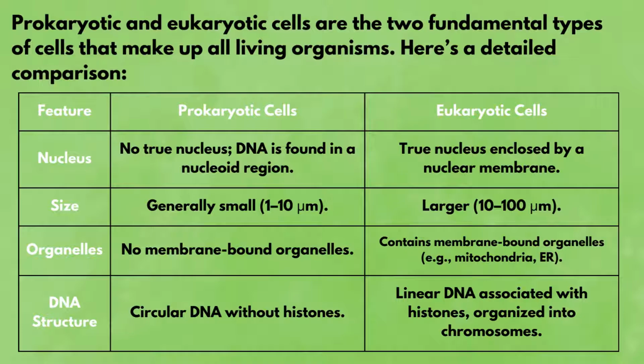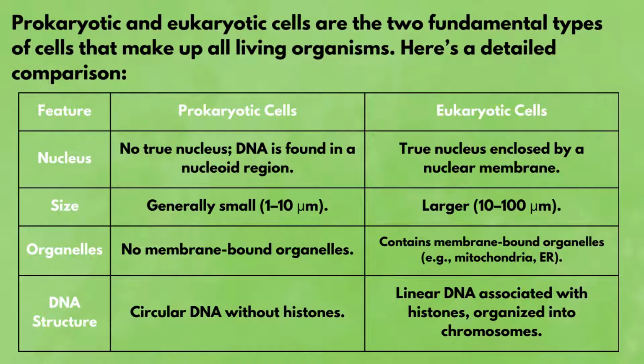Second one is cell size. Prokaryotic cells are smaller in size, usually between 1 to 10 micrometers. Eukaryotic cells are larger, typically ranging from 10 to 100 micrometers. This size difference allows eukaryotic cells to perform more complex functions.